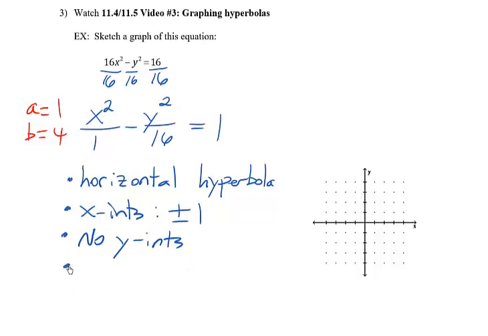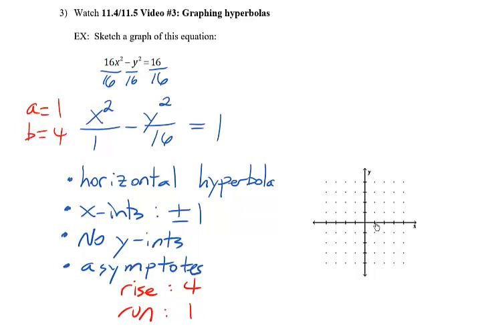The last thing would be the asymptotes. You could write down the equations. We went through that in the last video, but I really don't think that's necessary. All you have to remember is that the rise number is the b and the run number is the a. Rise is up and down. The 4 came from the up and down part, the y part. Run is horizontal. That comes from the x part of the equation.